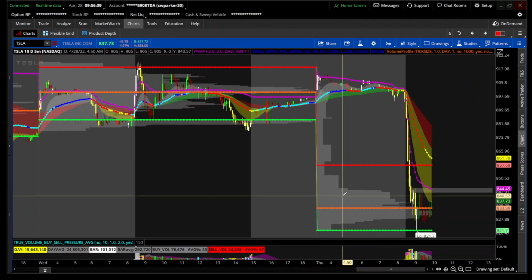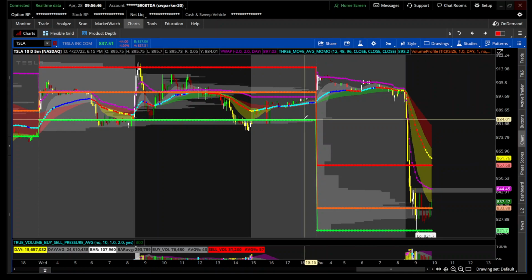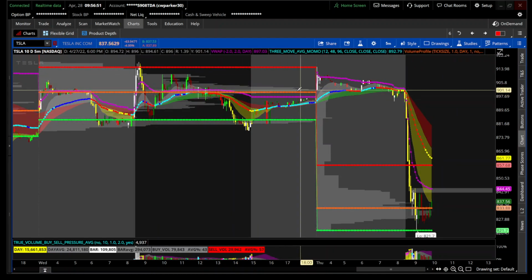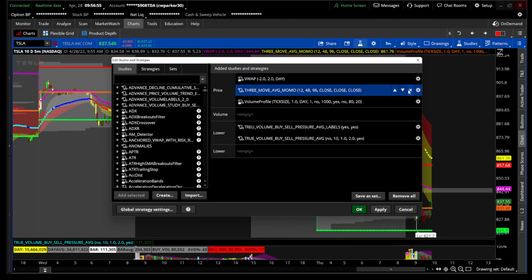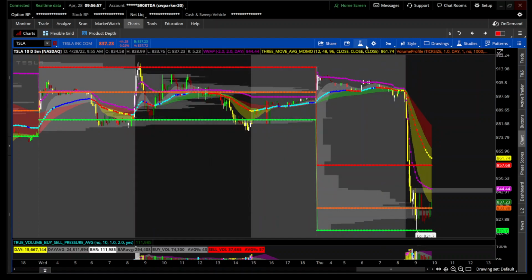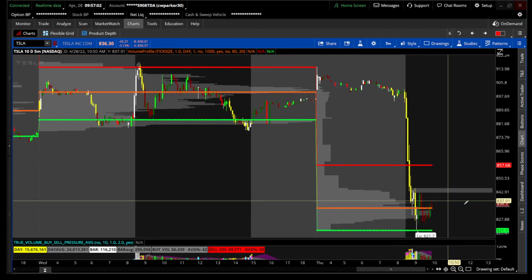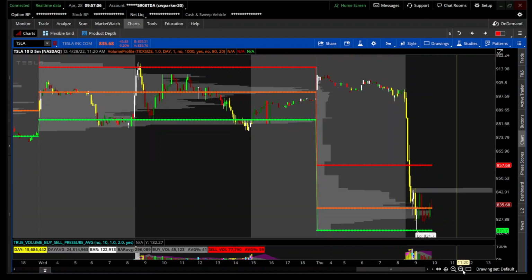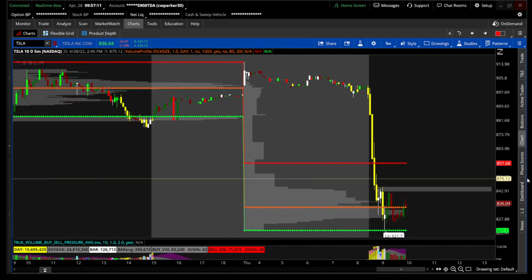This gray cloud right here is your volume nodes. Normally, with my indicator, you have your previous day's value area box, and you don't get that with the regular volume profile. I'm just trying to get rid of everything else on here, so all we're looking at is the volume profile. This is the Thinkorswim version of volume profile. This is everything that you're going to get.